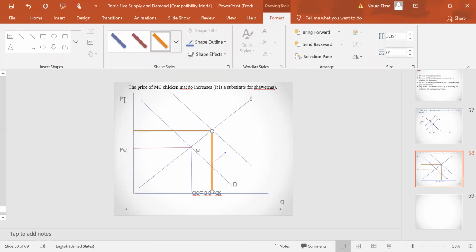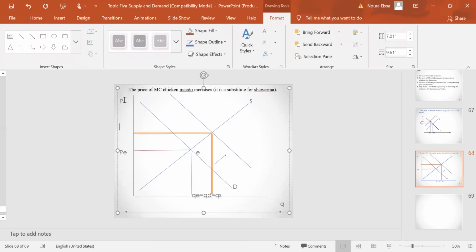Okay, let's label our graph. This is the new equilibrium price. This is E1. Okay. This is the new equilibrium quantity.